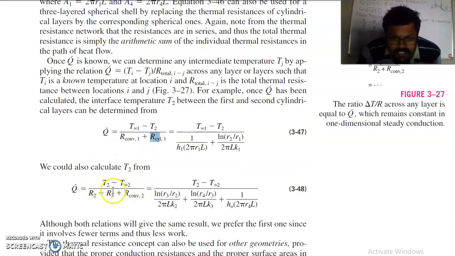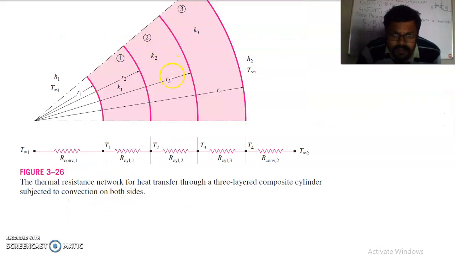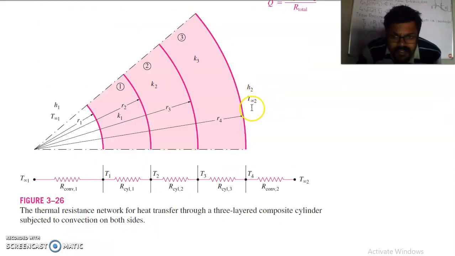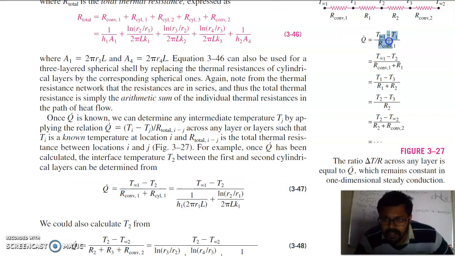You can also calculate in this way from T2 to T infinity 2, meaning for this layer and this layer and this, you can solve for T2 also. You can find the value of T2 with this formula. If you know R2, R3 and R convective, and T infinity 2 is known, then the heat here at this interface, and this T2 is the temperature of the fluid on this side. So these terms here, that is delta T by R, will remain constant in one-dimensional steady conduction.